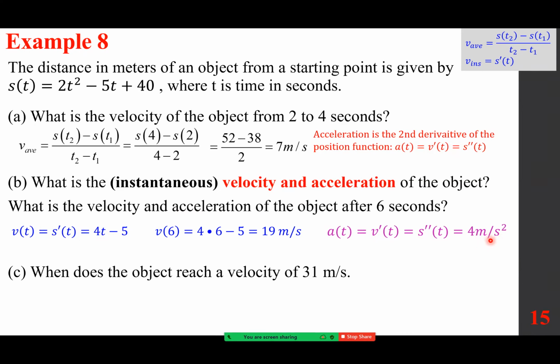I will discuss the units in a moment, but because this is a constant, regardless of what the time is, it's independent of t, so you don't have to plug in because it makes no difference after 6 seconds or 10 seconds or 2 seconds, still has the same answer. So why is it meters per square second?